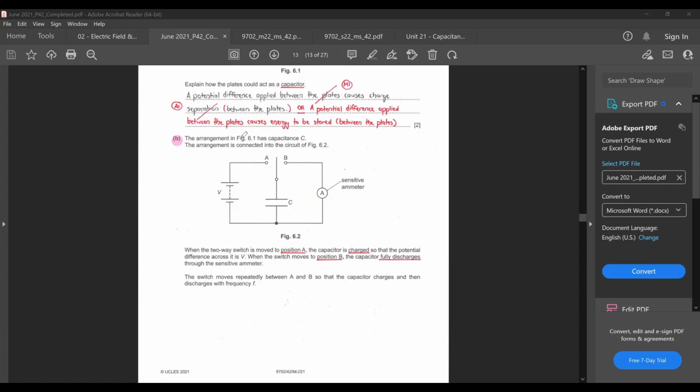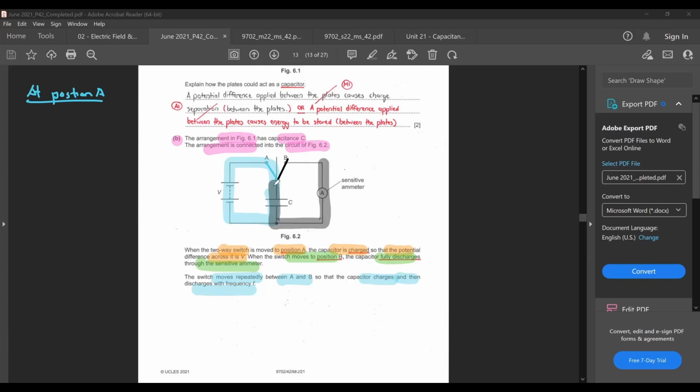Now for B, the arrangement in figure 6.1 has capacitance C. The arrangement is connected into the circuit of figure 6.2. When a two-way switch is moved to position A, the capacitor is charged so that the potential difference across it is V. When the switch is moved to position B, the capacitor fully discharges through your sensitive ammeter. The switch moves repeatedly between A and B so that the capacitor charges and then discharges with a frequency of f. So right now, at position A, you're really looking at this loop, because switch position A would be here like this. But when you position switch B, what you're really looking at is this.